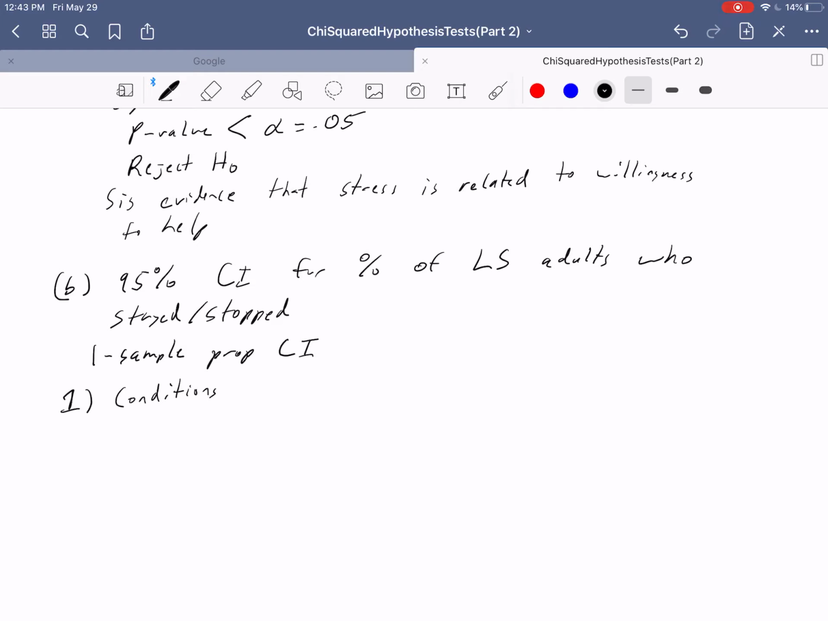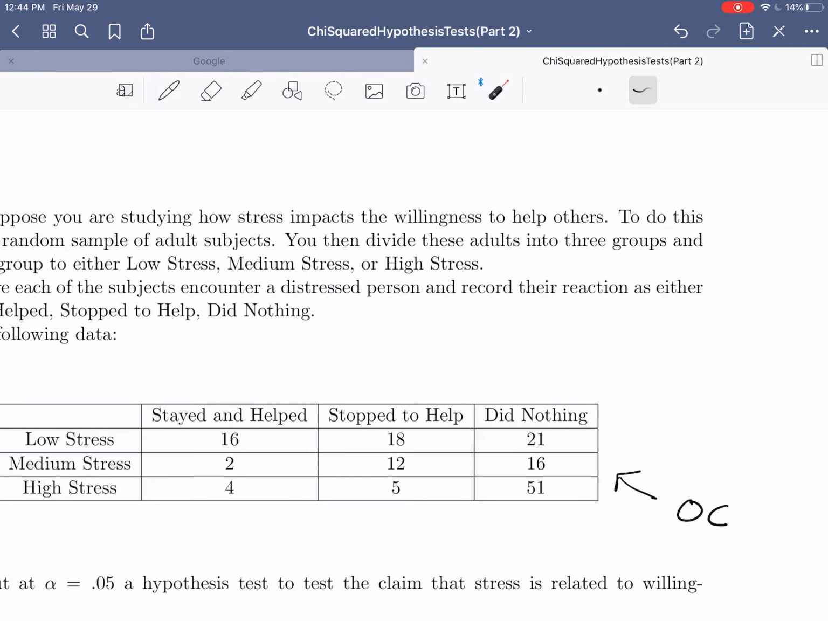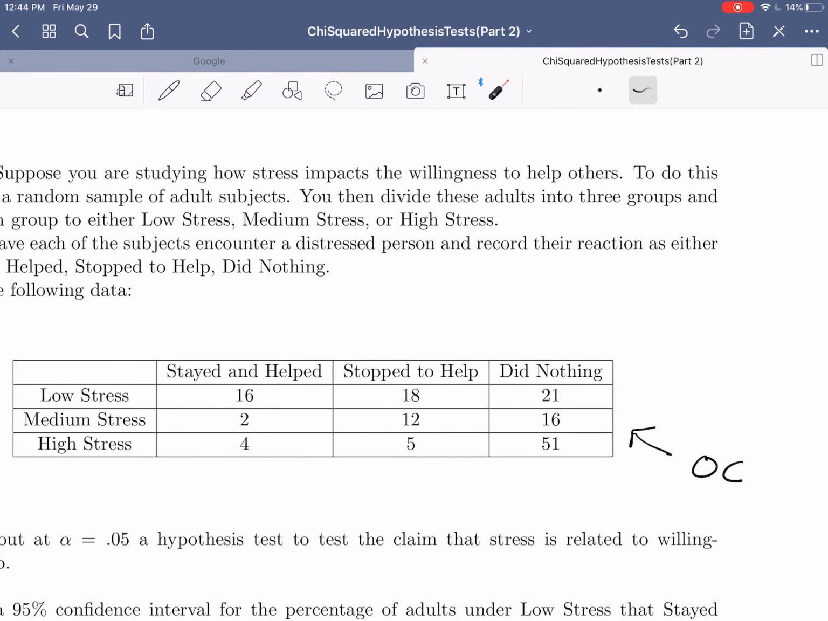Well, the first two are always the same for all our procedures, so we can say that those have already been checked. For condition 3, this means that we have to have at least 10 successes and at least 10 failures. Now, we do have to be careful here. What counts as a success? Well, it's not just staying or just stopping. It's staying or stopping.